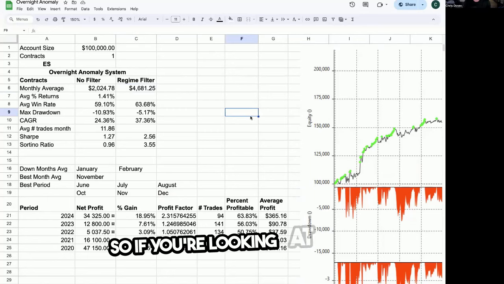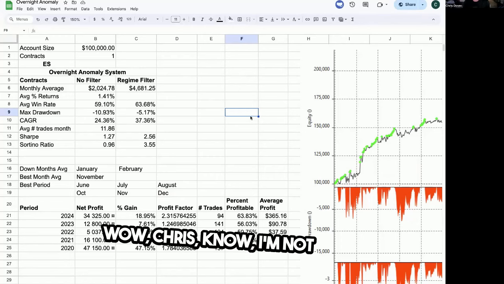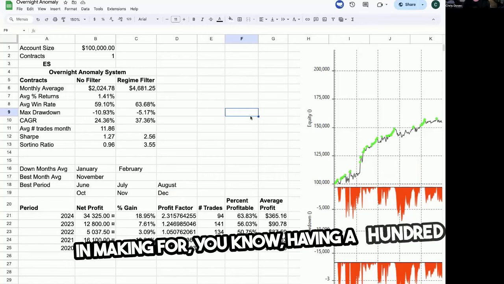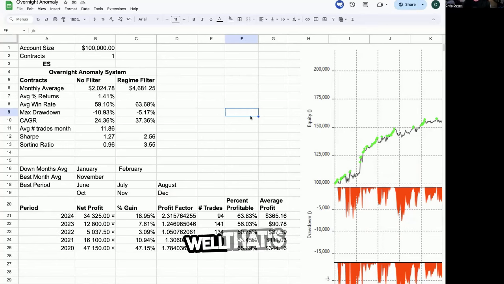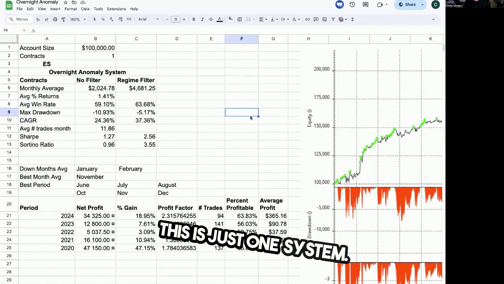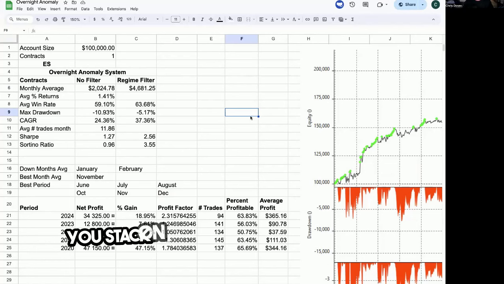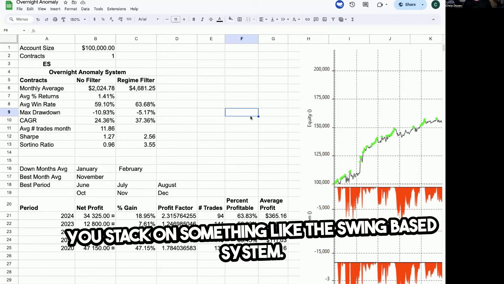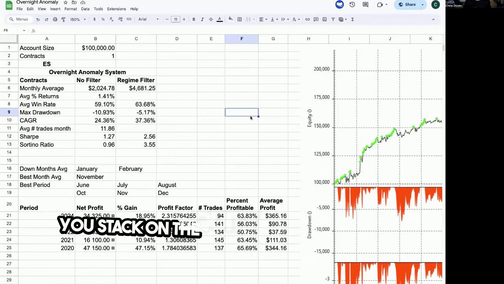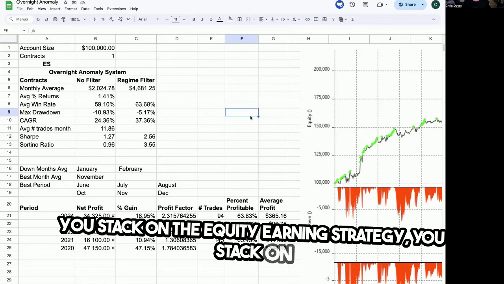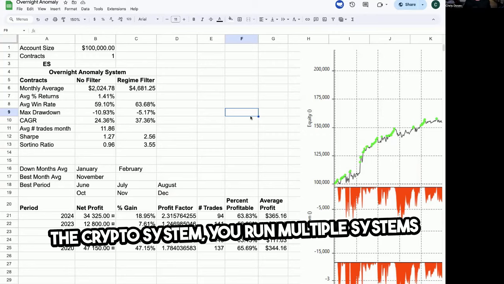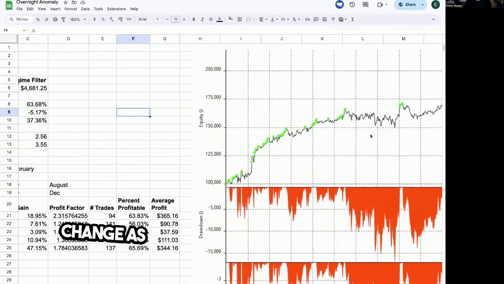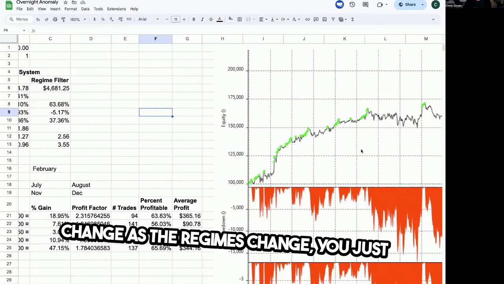So if you're looking at this saying, "Wow, Chris, I'm not interested in having a $100,000 account and only making $4,500 a month." Well, that's fine. This is just one system, right? You stack on something like the Swing Beast system. You stack on the equity earning strategy. You stack on the crypto system. You run multiple systems and then you change as the regimes change and you just adapt.